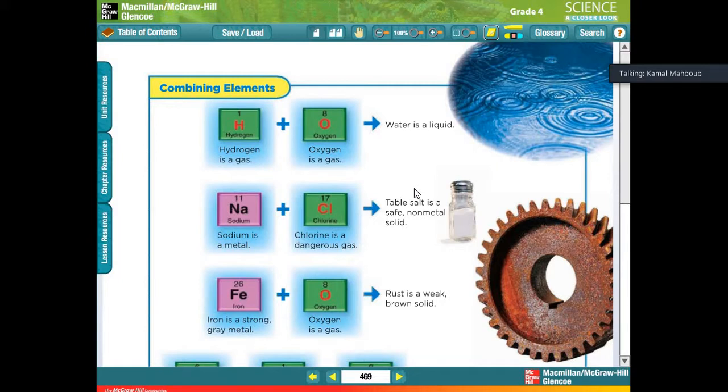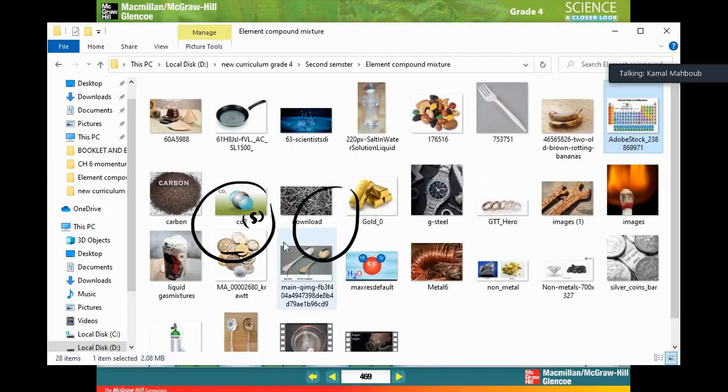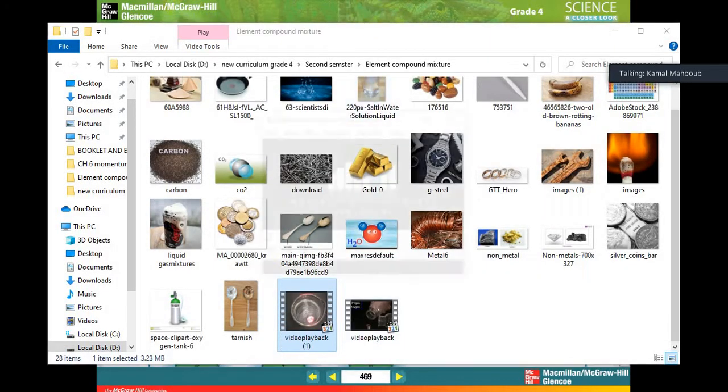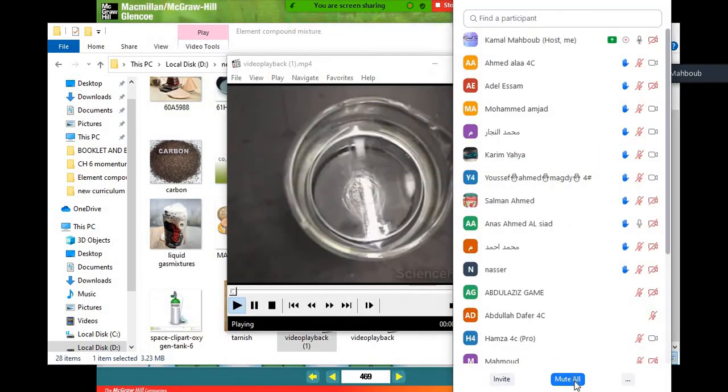Now let's take an example of table salt. Look at the second example here. That is table salt. SubhanAllah, it's amazing, guys. Table salt is made up of two elements, sodium and chlorine. Sodium is a solid. Sodium is a metal. Sodium makes a very strong reaction with water. Look at this experiment, look at this video, guys, to understand how sodium reacts with water.